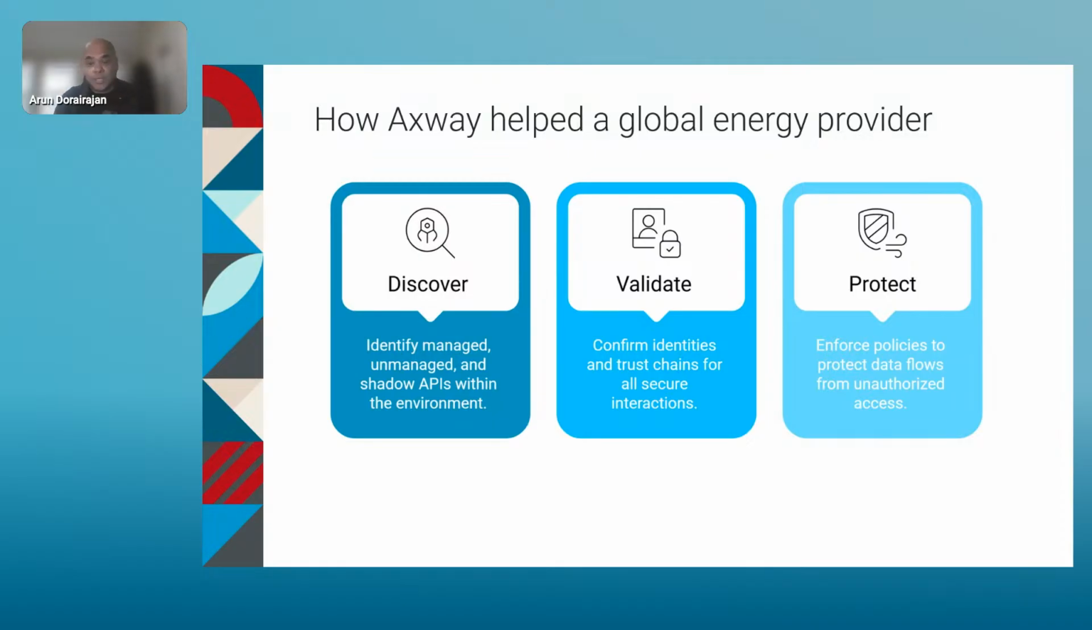So what was the result? 40% reduction in redundant APIs and traffic, improving performance with lower latency. And perhaps most impressively, they passed 2 back-to-back security audits that they had been failing before with zero findings. That's the power of having one platform built for hybrid complexity that helps you discover, validate, and protect at scale.